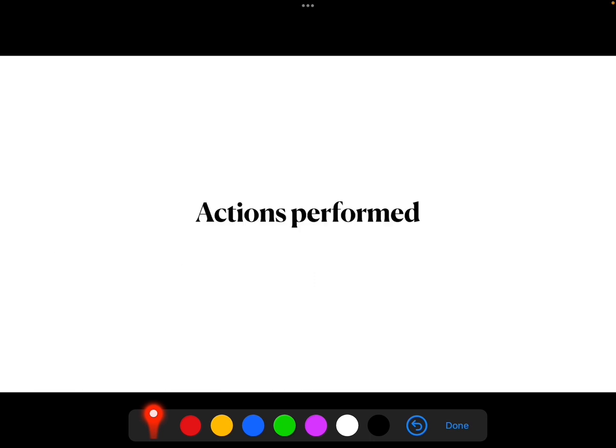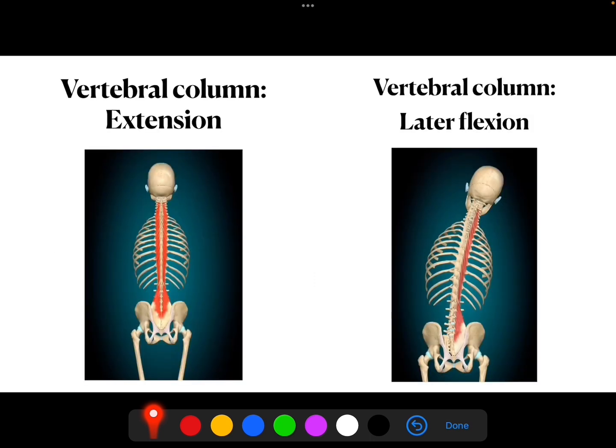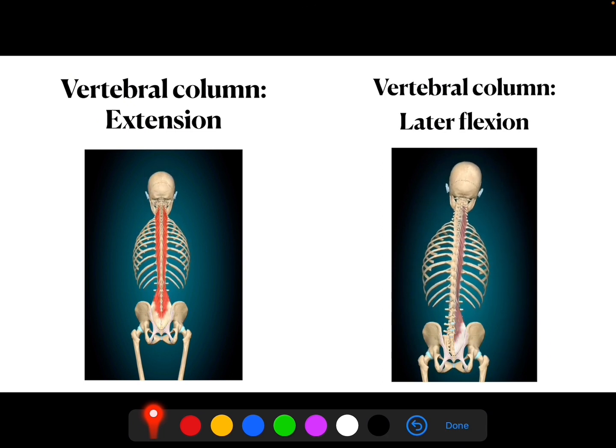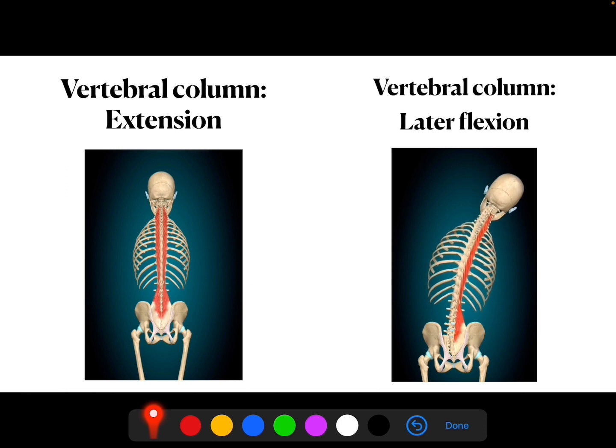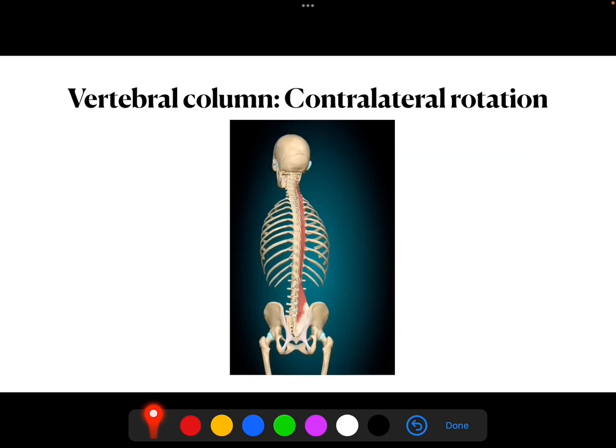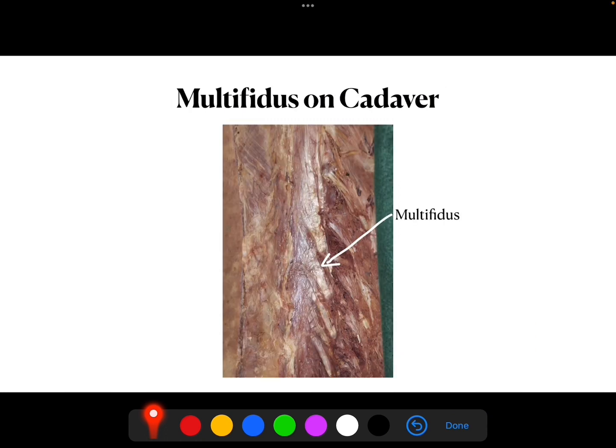Actions performed by this muscle: extension of vertebral column, lateral flexion of the vertebral column, contralateral rotation of the vertebral column. This is what it looks like on the cadaver.